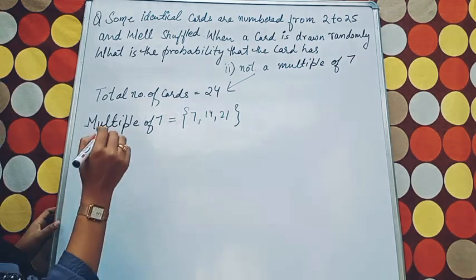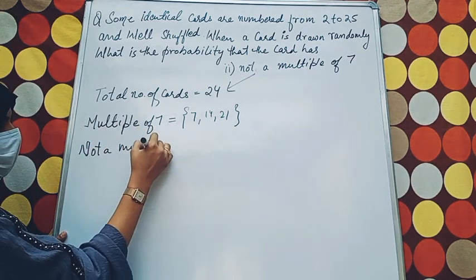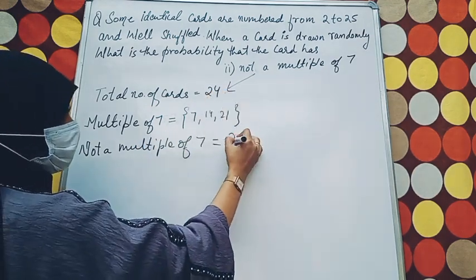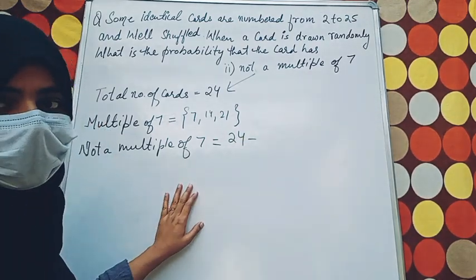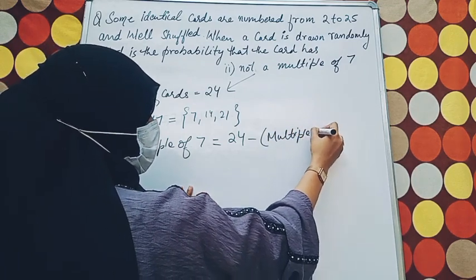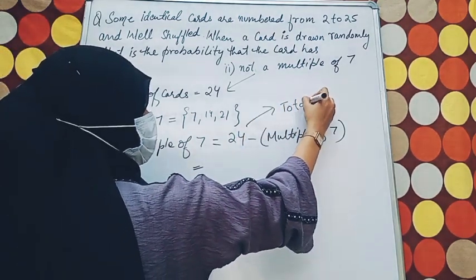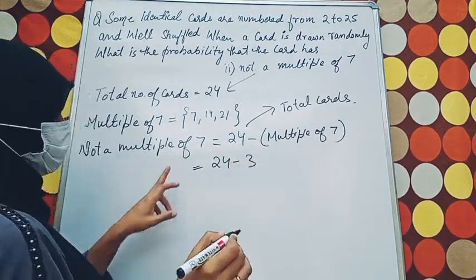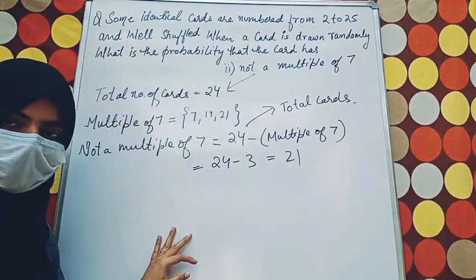Now we have not a multiple of 7. So what we will do, total number of cards is 24 minus multiples of 7. Here we are doing what? I am writing multiples of 7. Fine. This is what? This is total cards. Okay. So 24 minus 3. 1, 2, 3. So 3 came here. So how many came? 21.